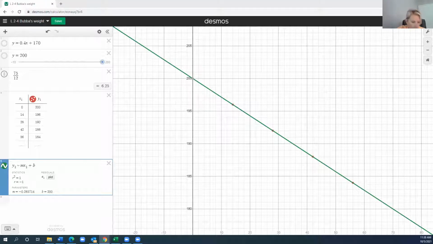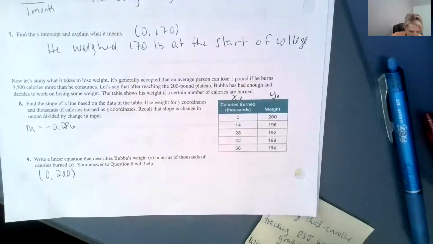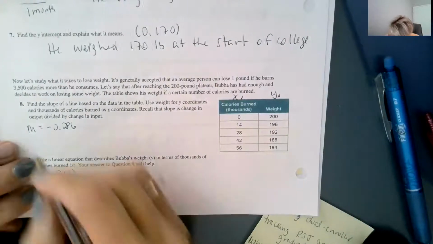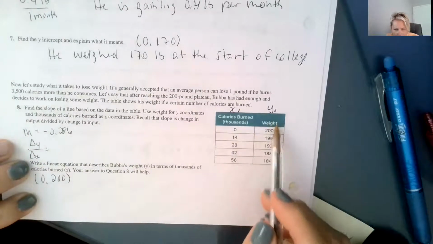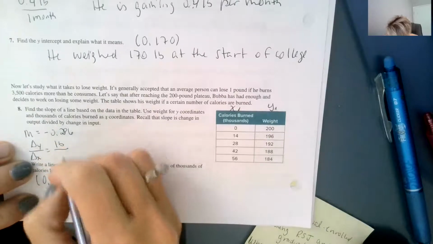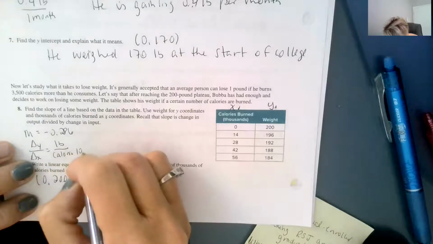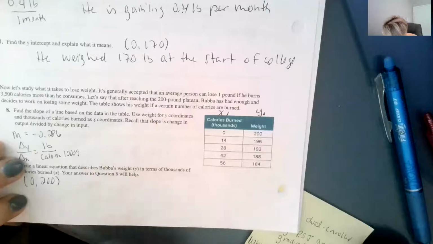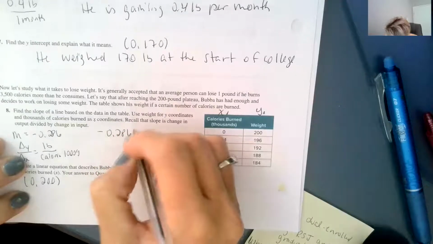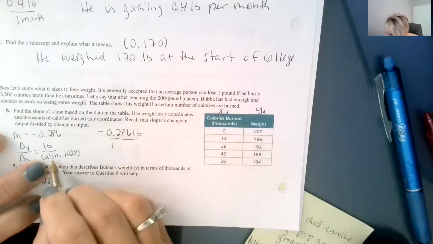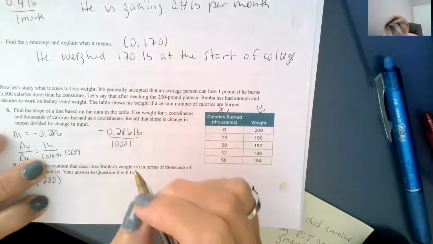Okay, let's go back to the paper. So let's go to our slope. So our slope is our change in y over change in x. And y, I'm doing this for my units. So my y units is pounds, and my x units is calories in thousands, right? Okay, so this is negative 0.286 pounds for 1,000, because this is 1, but it's in thousands. So 1,000 calories.